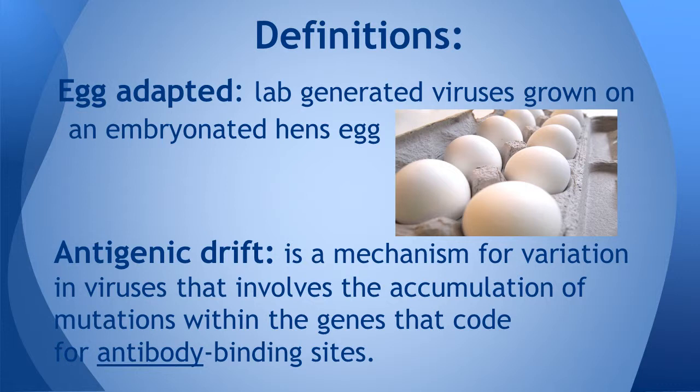Before we move on to the figures, let's check out a couple of definitions. Egg-adapted means a virus that's grown in an embryonated hen's egg. And antigenic drift is a mechanism for variation in viruses that involves the accumulation of mutations within the genes that code for antibody binding sites. We'll see an example of that in just a moment.